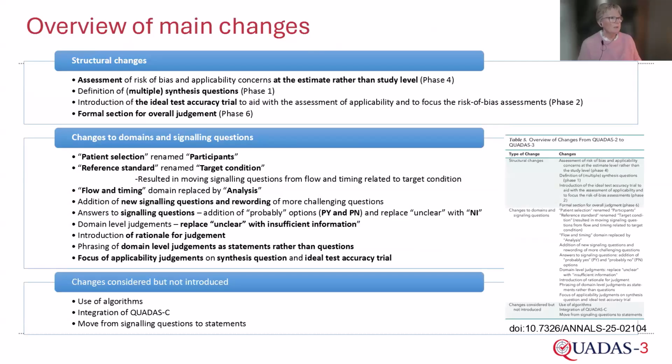So this slide just provides an overview of the main changes to QUADAS-2. It's also included in the published paper, and they're bolded here just for ease. So we're making assessments of risk of bias and applicability concerns at the estimate rather than the study level. We have included that we can have multiple synthesis questions in phase 1. We've introduced the ideal test accuracy trial against which we assess risk of bias and applicability concerns. And we've introduced a formal section for making overall judgments across domains.